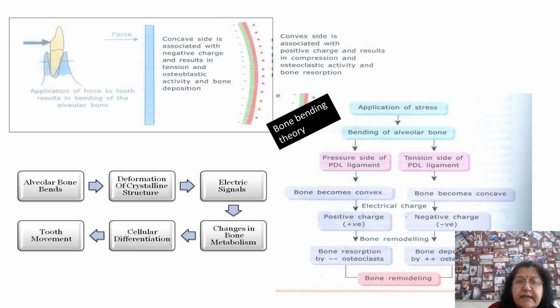But in this, it is the charge. Positive indicates positive charge associated with resorption, and negative, or the concave side, which occurs on the tension surface, causes bone deposition. So, whenever the alveolar bone bends, there is deformation of the crystalline structure, causing electrical signals to be produced, which cause change in the bone metabolism and cellular differentiation, leading to tooth movement.